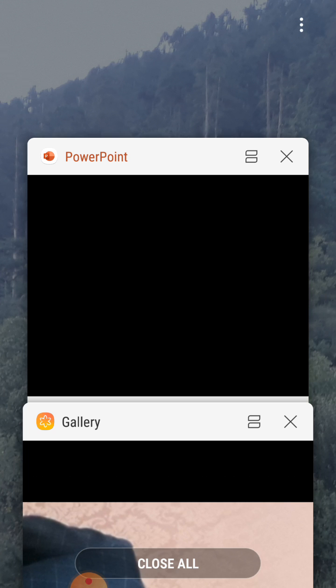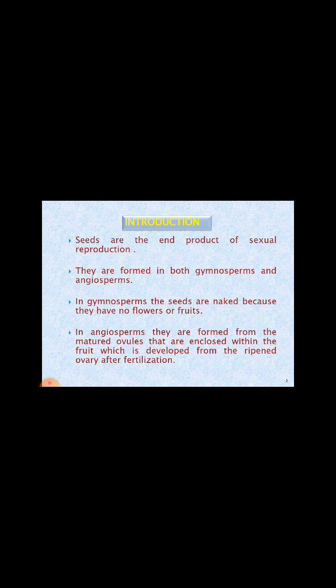So, let us start. What are seeds? Seeds are the end products of sexual reproduction which are formed in both gymnosperms and angiosperms. That is why the gymnosperms and angiosperms are known as the seed-bearing plants or the spermatophytes or the phanerogames. Whereas those which reproduce by spores are known as the cryptogams, and they are the algae, bryophytes and pteridophytes. The seeds are very essential for sexual reproduction as they are the embryonic plants.